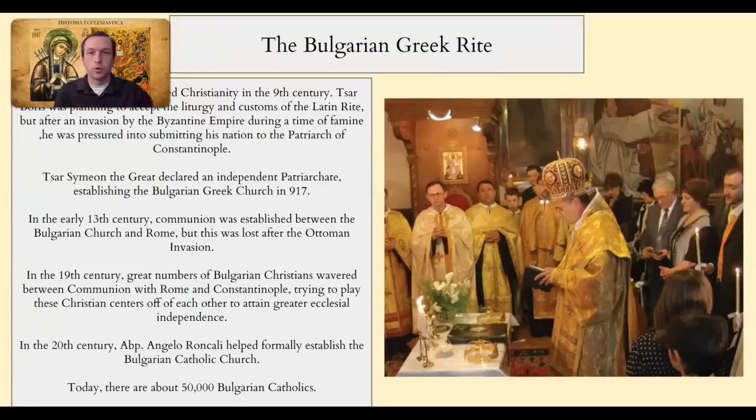All right, the Bulgarian Greek Rite. The Bulgarian people accepted Christianity in the 9th century. Tsar Boris was planning to accept the liturgy and customs of the Latin Rite originally, but after an invasion by the Byzantine Empire during a time of famine, he was pressured into submitting his nation to the Patriarch of Constantinople.